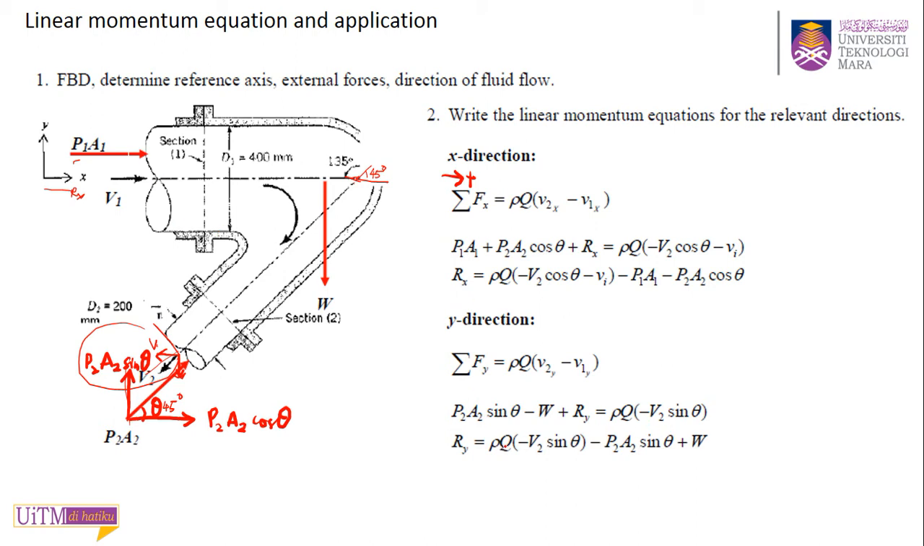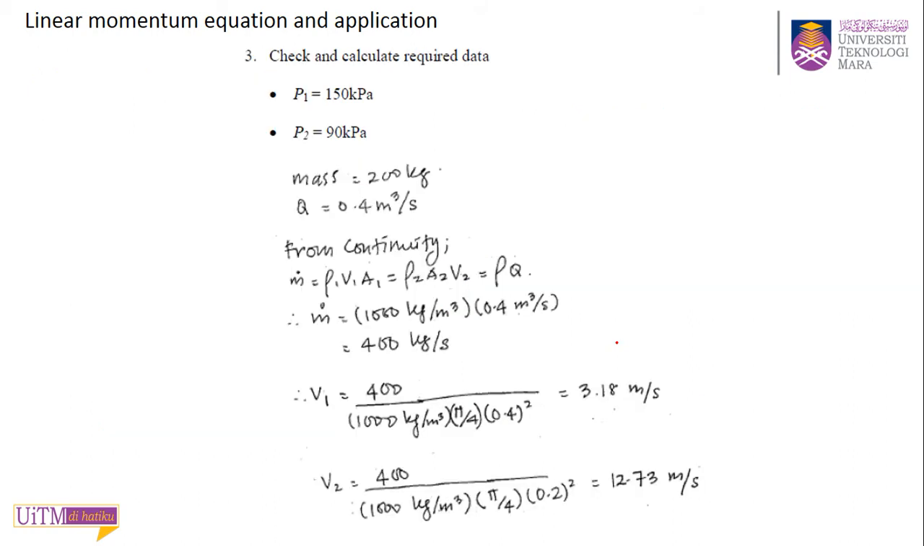Okay, so you rearrange that to get your Ry will be equal to rho Q times negative V2 sin theta, minus P2A2 sin theta, plus W. Okay, so this is your equation. This is very important to get the right linear momentum equation. Okay, and then check your data.